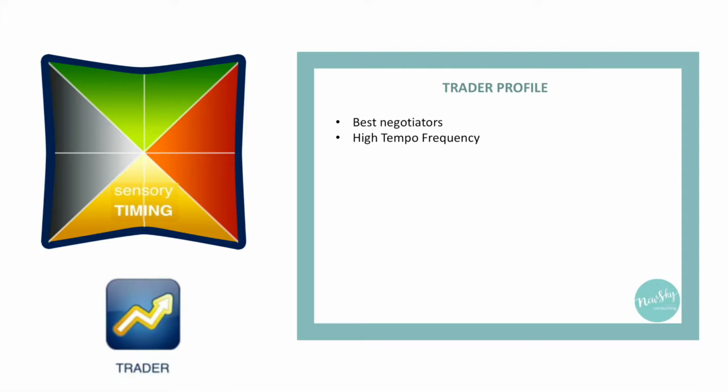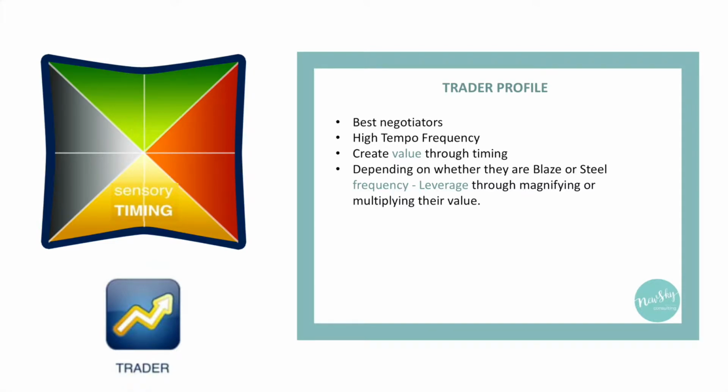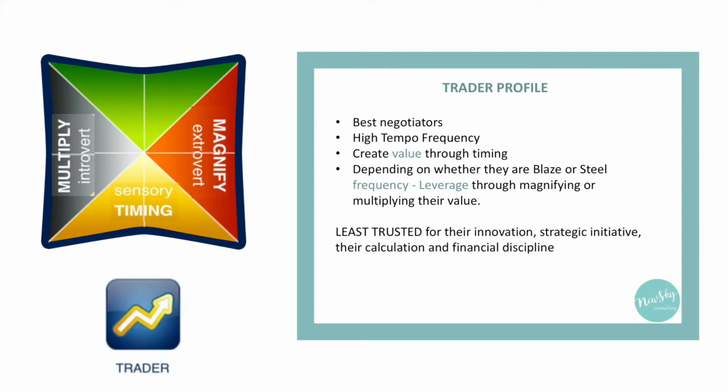They naturally create their value through timing, and when in flow, they are trusted most for their sense of timing and really being present for others. And depending on whether they have more blaze or steel frequency, they're most naturally able to leverage through magnifying and multiplying their value. What they're least trusted to deliver is on innovation and strategic initiative.